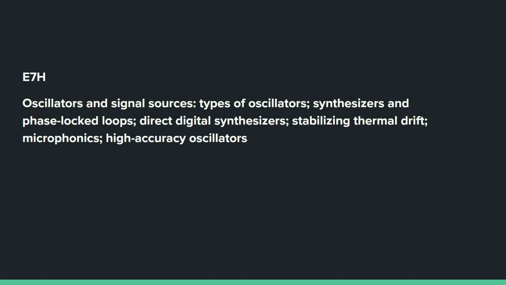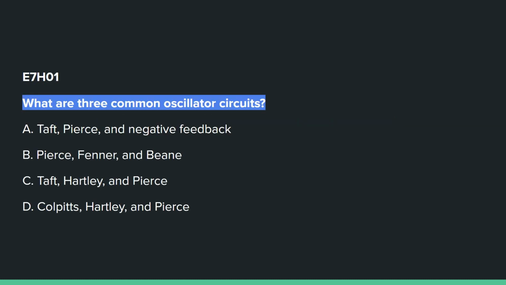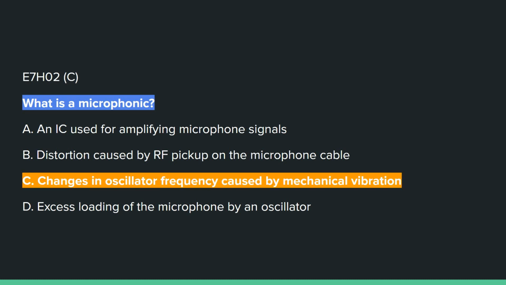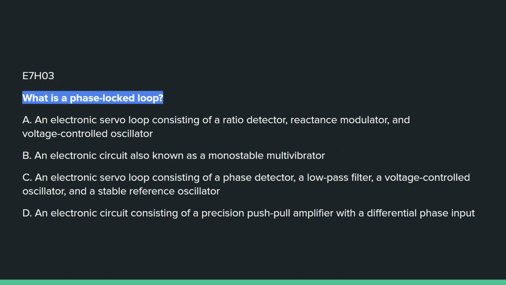E7H, oscillators and signal sources, types of oscillators, synthesizers, phase-locked loops, direct digital synthesizers, stabilizing thermal drift, microphonics, and high-accuracy oscillators. E7H01, what are three common oscillator circuits? D, Colpitts, Hartley, and Pierce. E7H02, what is a microphonic? C, changes in oscillator frequency caused by mechanical vibration.